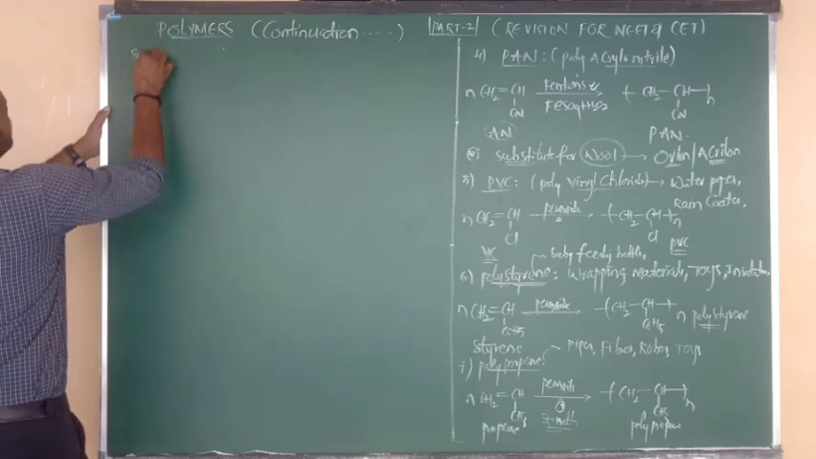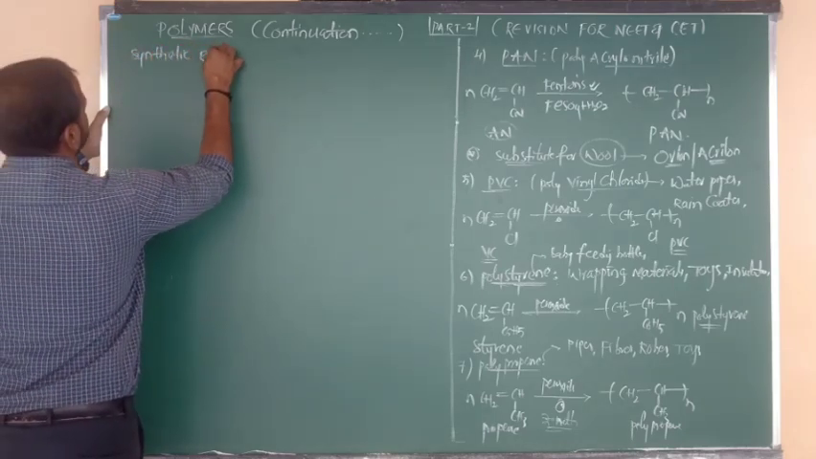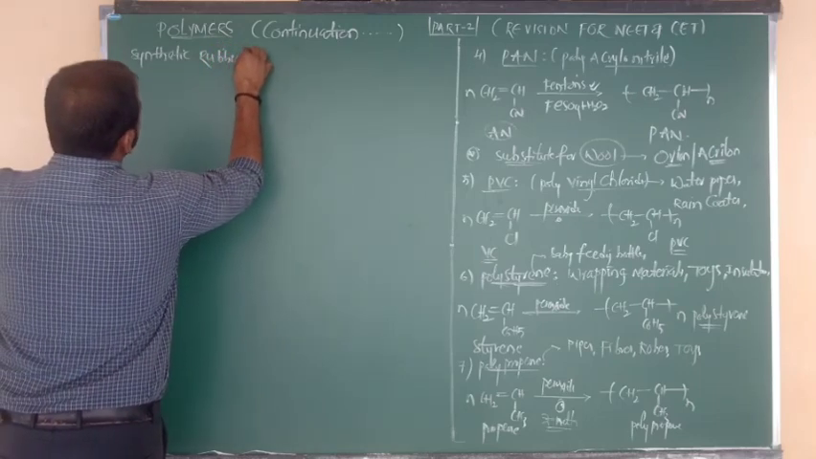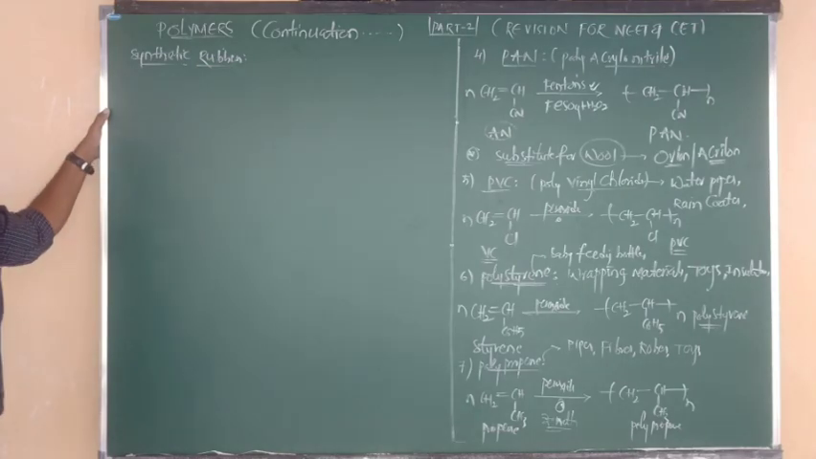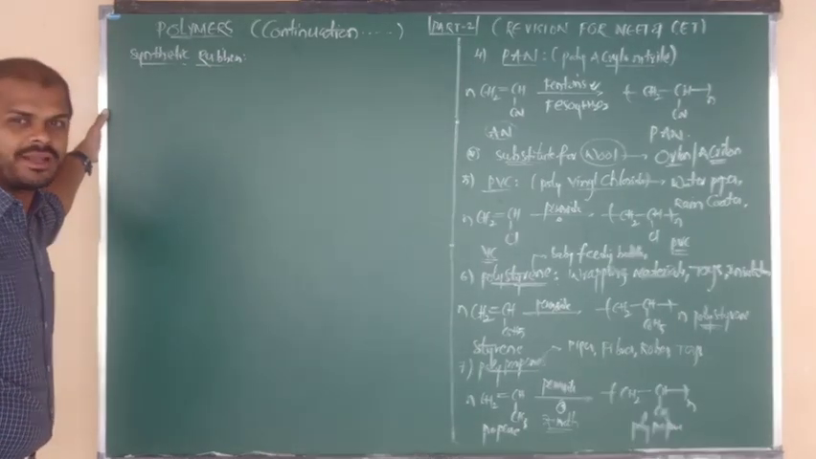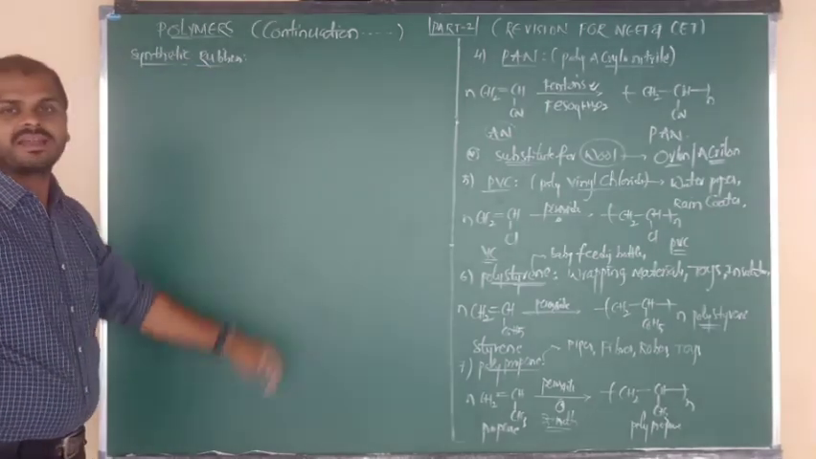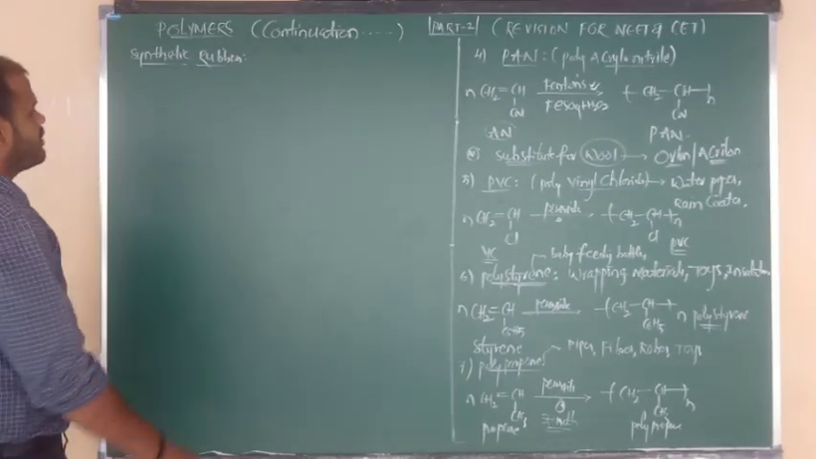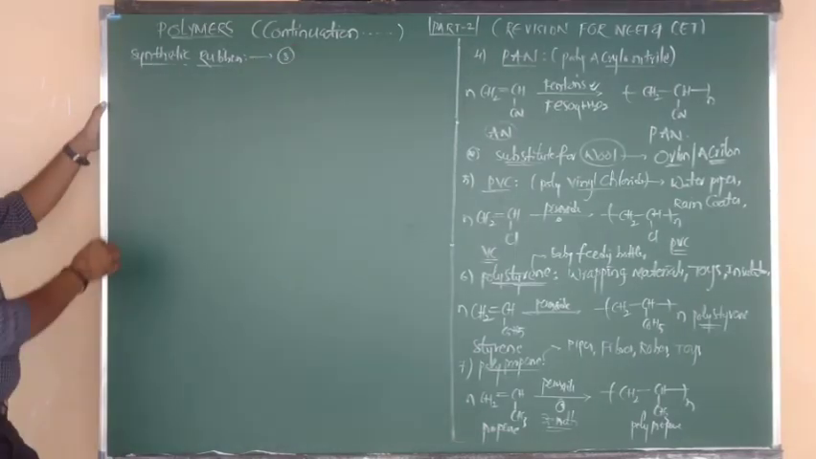Here now I am going to discuss synthetic rubbers. Natural rubbers, based on the process of vulcanization, are converted into highly vulcanized rubbers. Such highly vulcanized rubbers are nothing but what, beta? Synthetic rubbers. So here I want to discuss three types of synthetic rubbers.